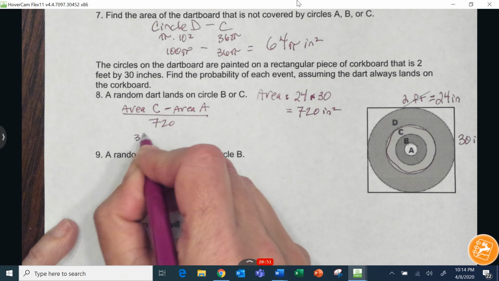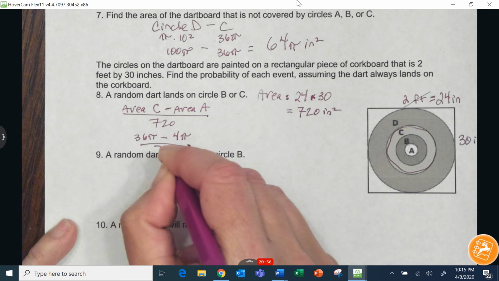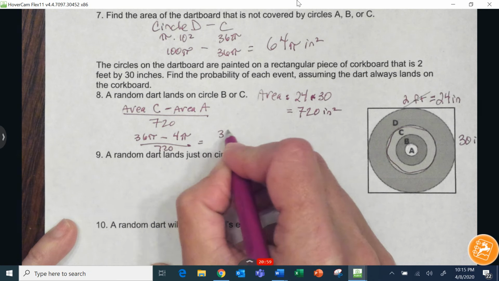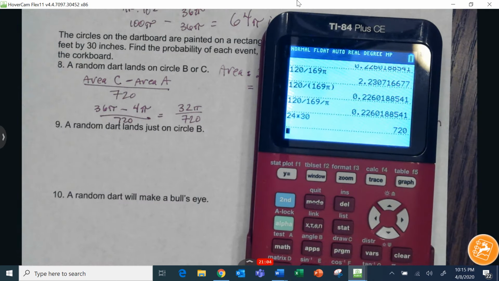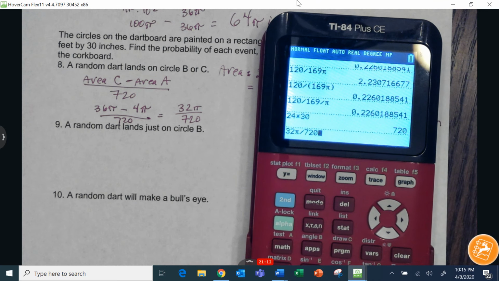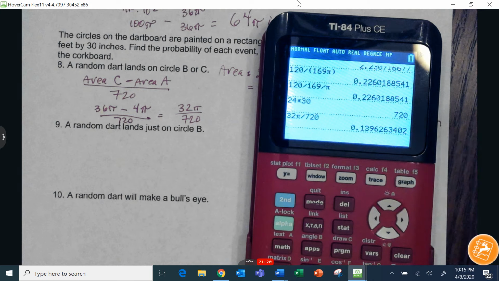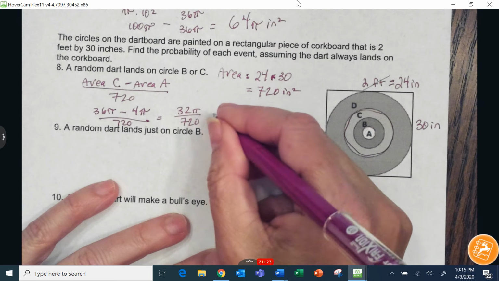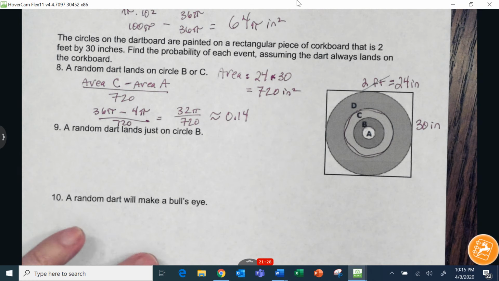36 pi. Subtract off the area A, which was 4 pi, divided by 720. So that's going to be 32 pi divided by 720. And I'm going to go ahead and use my calculator now. 32 pi divided by 720, and that's about 13.9, but then the 9 tells me to round the 13 to 14, so 0.14 would be the probability of that event.